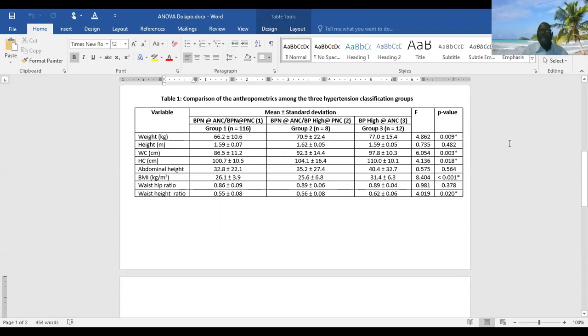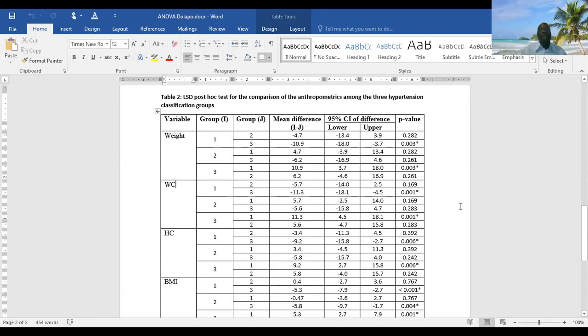So of course, if you look at it, with ANOVA, look at the health ratio with one-way ANOVA for each of them. Look at the ones that are significant: waist circumference, height, hip circumference, BMI, and waist-height ratio. Since these are significant, you don't know where the difference lies. So now we want to do LSD.